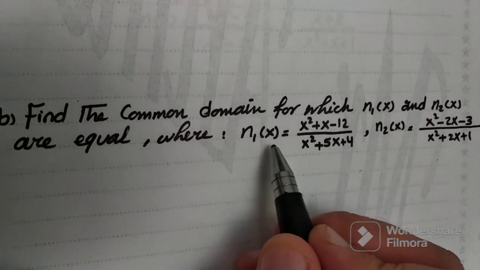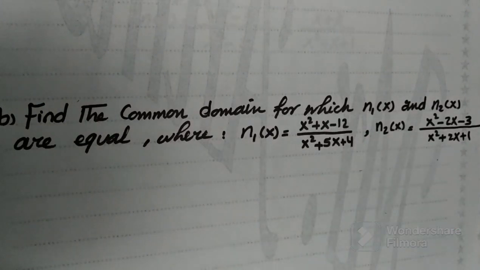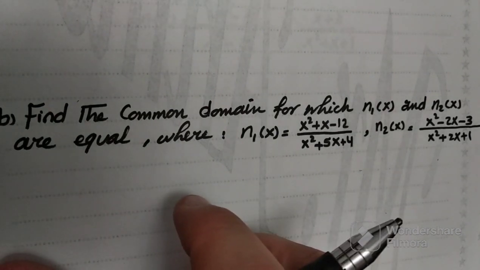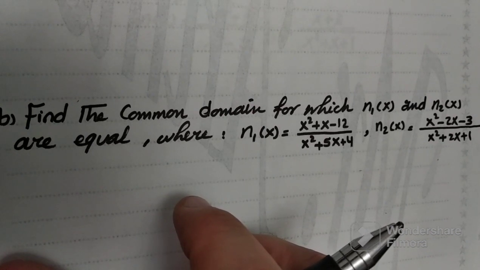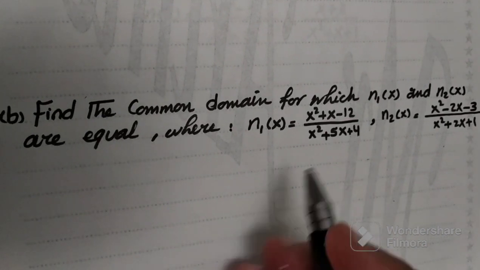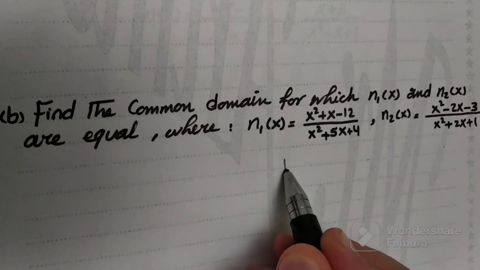To say n1 of x equals n2 of x, we have two conditions. Number one, the simplify of n1 equals the simplify of n2. Number two, the two domains are different. Let's show.